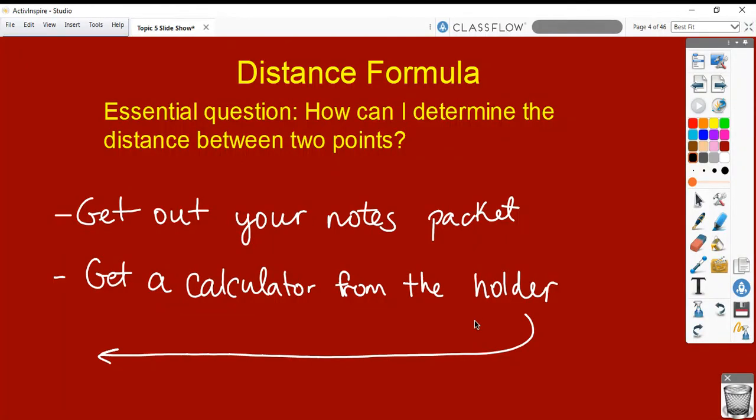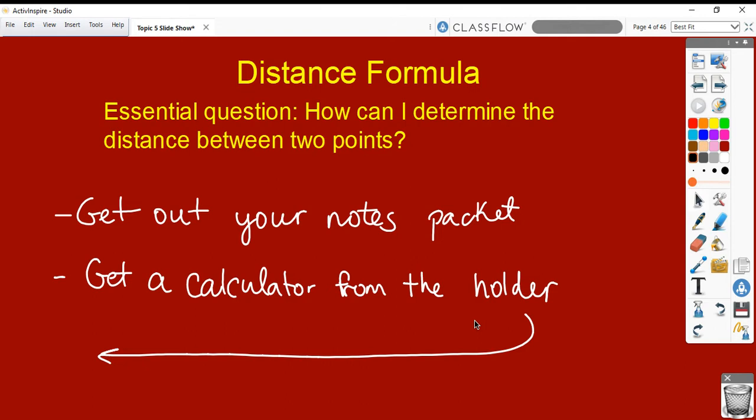All right, we're looking at the second section of our notes. The distance formula is what we're talking about today. Okay, so that essential question: how can I determine the distance between 2 points? That is the entire goal of what we're going for today, our learning target. We are trying to determine the distance between 2 points on an XY plane.